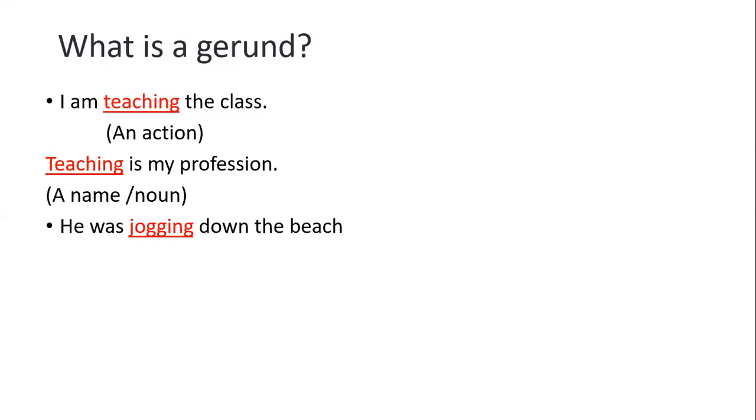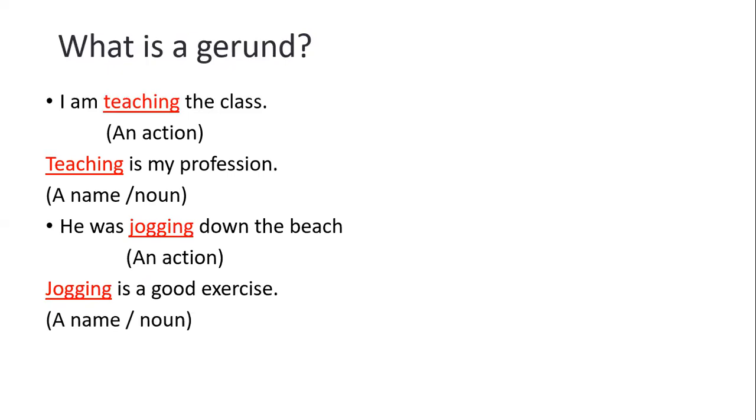The second example, he was jogging down the beach. What was he doing? He was jogging. So here, jogging is an action which has been performed by him. On the other hand, jogging is a good exercise. Is someone jogging? No, no one is jogging. You're just telling the name of a good exercise. And what is that? That is jogging. So jogging at the moment is a name, a noun.